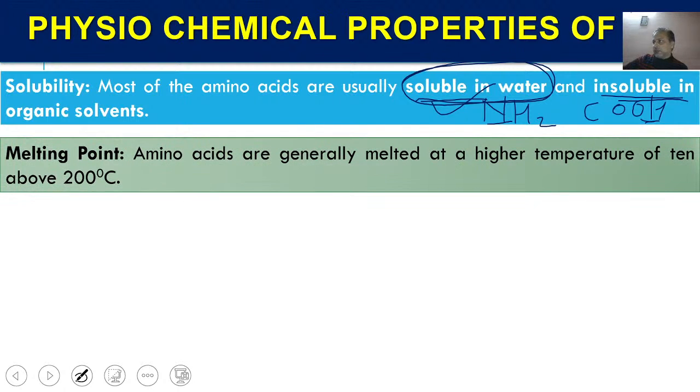The second property is their melting points. Melting point means normally a substance has different physical forms. It will be in solid form. If you give heat, solid becomes liquid, and if you still give heat, liquid becomes gas, vapor. So there are different physical phases: solid, liquid, gas. Amino acids are normally solid structures.